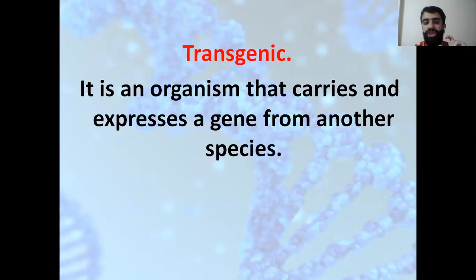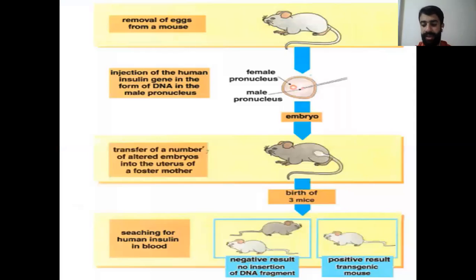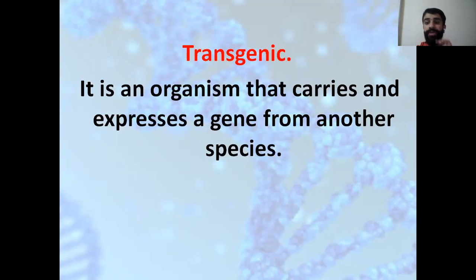Transgenic. What is the meaning of the term? Transgenic is an organism that carries and expresses a gene from another species. For example, as I said, I have an insulin gene. This insulin gene is transferred from my body as a human to the mouse body. This gene is expressed in the mouse, so the mouse is said to be transgenic. Why? Because it carries a gene from another species and expresses this gene.